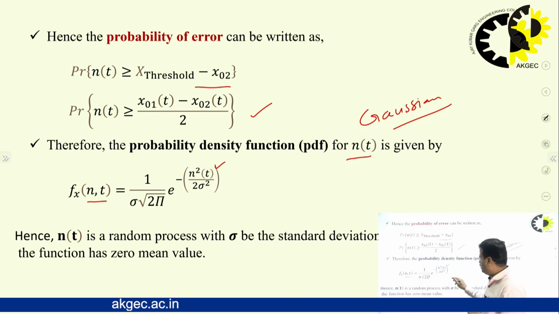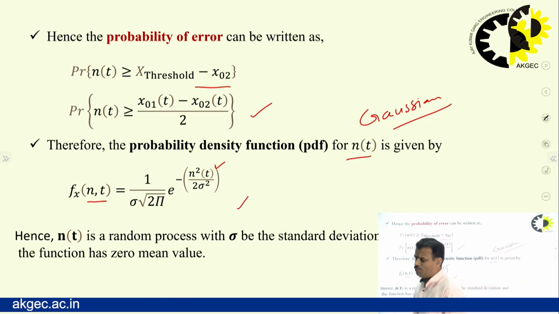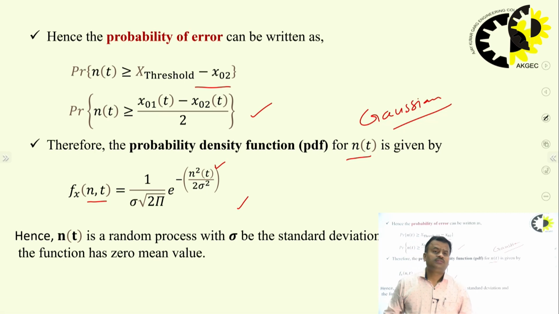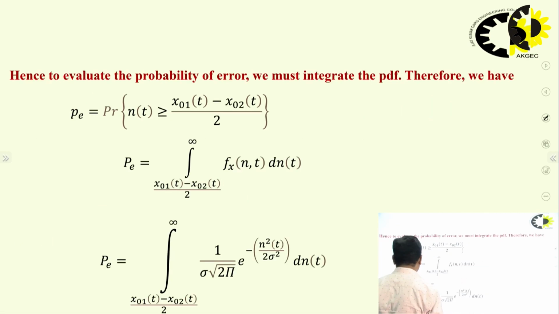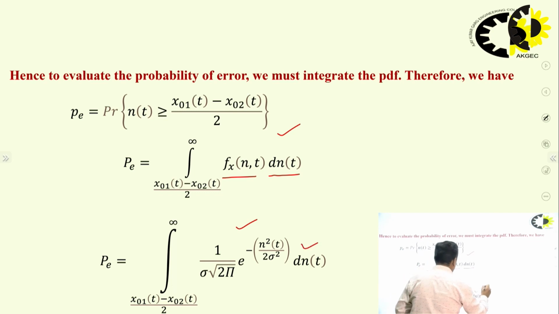So I am putting here the formula of the PDF of the Gaussian distribution, and putting the value here. Now P is equal to P of n(t). I am writing this here. Now if I have to calculate P, I have to integrate from (x01(t) minus x02(t)) upon 2 to infinity this PDF into dn(t). I am putting the value of that PDF from the last equation into dn(t).